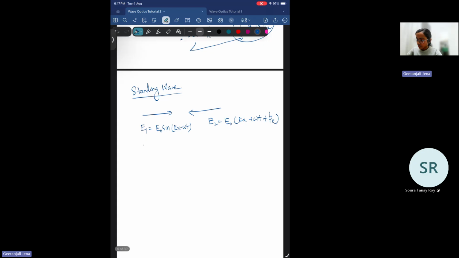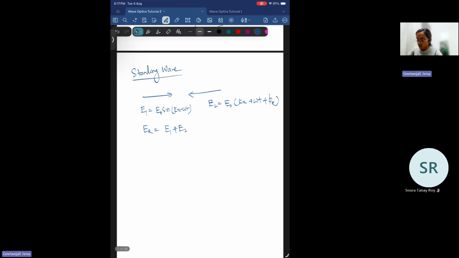From this, after combining E1 and E2 and doing some algebraic manipulation, we can express it as 2E0 sine(kx plus phi by 2) and cos(omega t minus phi by 2). And when phi by 2 is 0, we simply have 2E0 sine kx cos omega t.